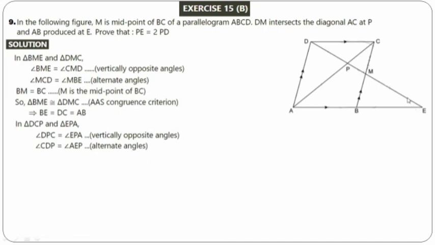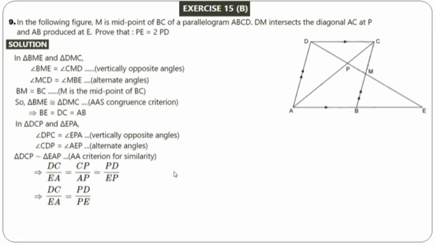So we have CDP. So CDP is this angle, and AEP. So AEP is this angle. So this angle and this angle, they are equal because they are alternate angles. Now using the AA criterion for similarity, I can say that these two triangles are similar. So if they are similar, you know that the corresponding sides will be in proportion, isn't it? So from here I am using these two. Okay, so the first one and the last one. All right, so this gives me this one.